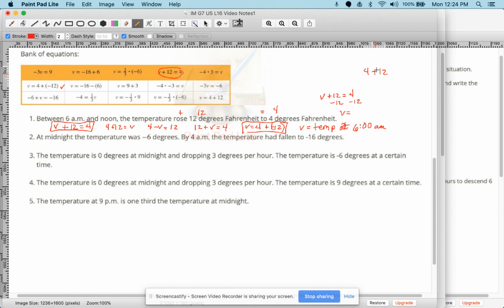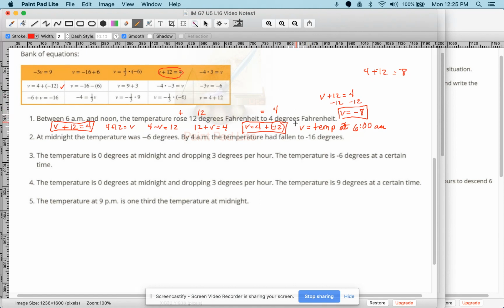Well, this is like adding the opposite, and the difference between 4 and 12 is 8. 12 has the larger absolute value, so the sign is going to take that one, which is going to be negative. So v equals negative 8. So at 6 a.m., it was negative 8 degrees, and it rose 12 degrees. Negative 8 plus 12 is indeed 4 degrees.